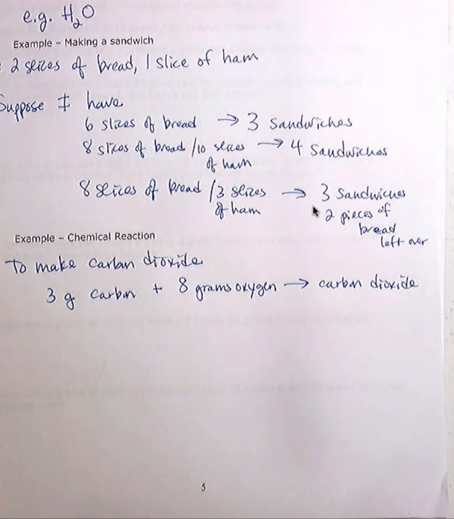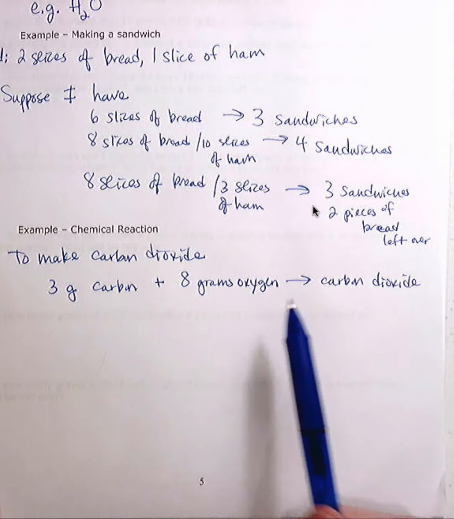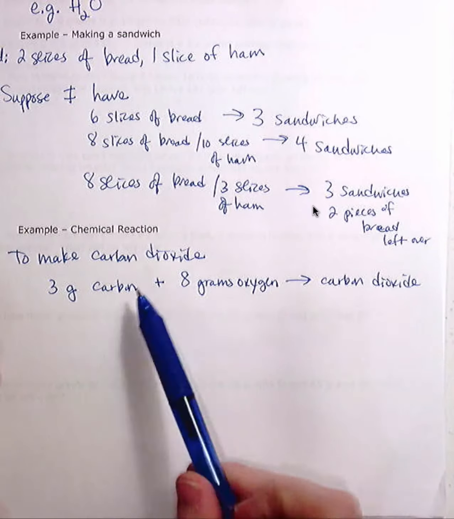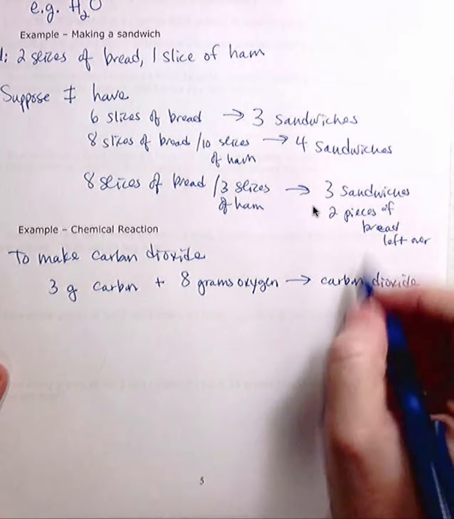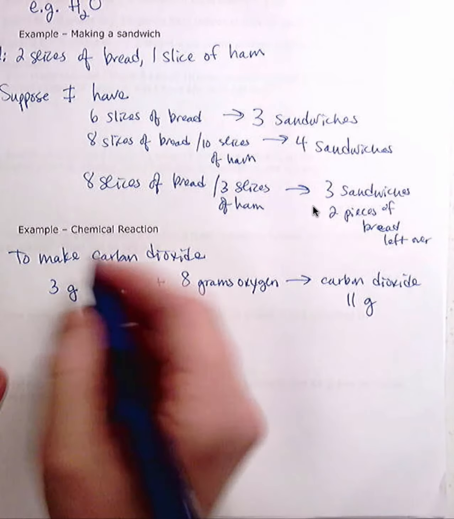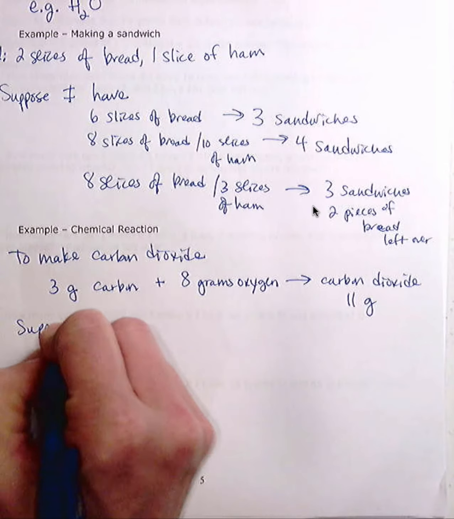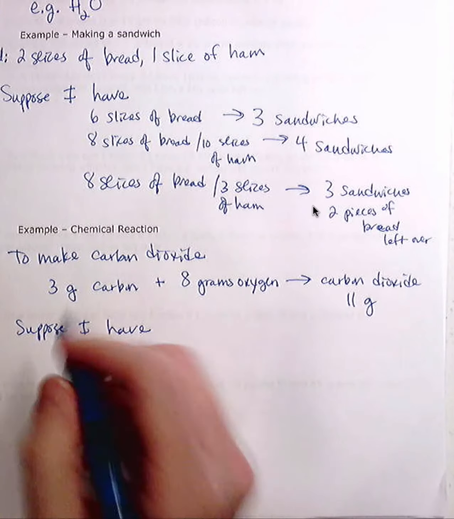So this proves the conservation of mass, where we can show that if you have 3 grams of carbon and 8 grams of oxygen, you will end up with 11 grams of carbon dioxide. So let's say, suppose you have 9 grams of carbon.